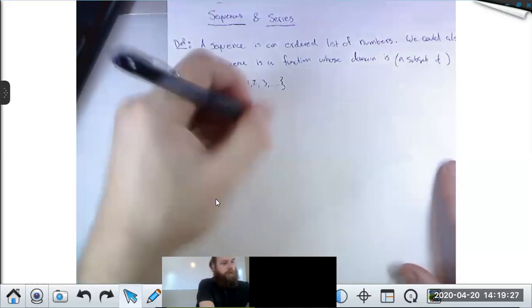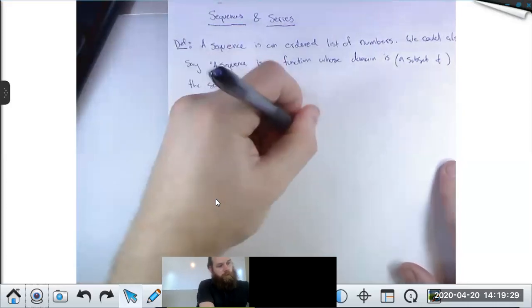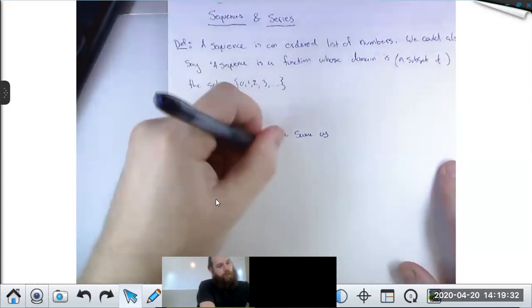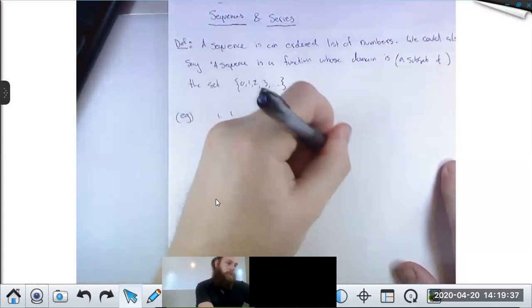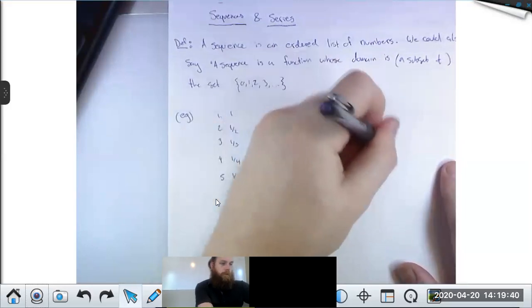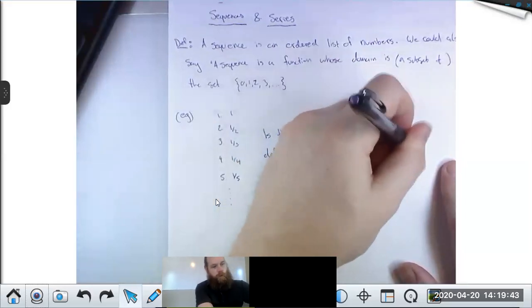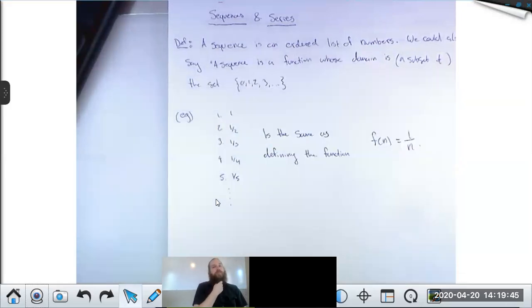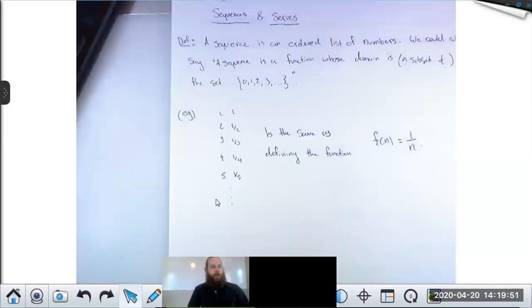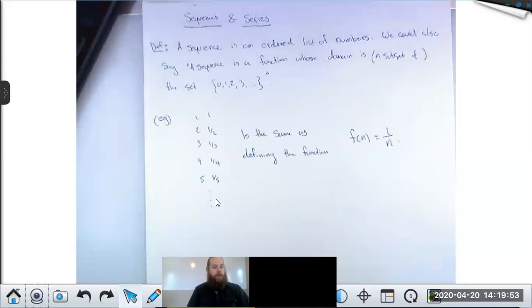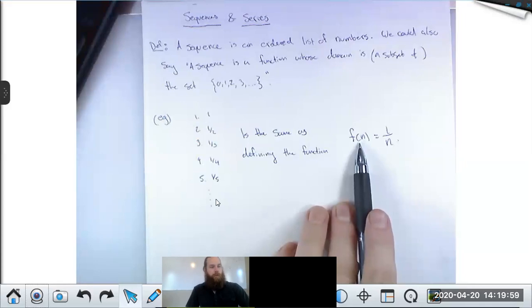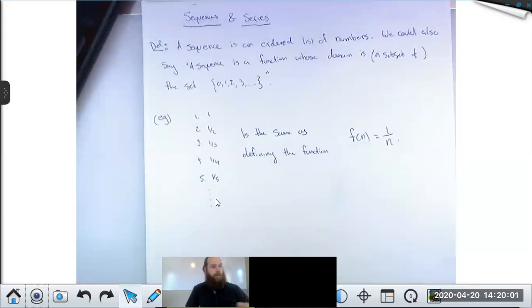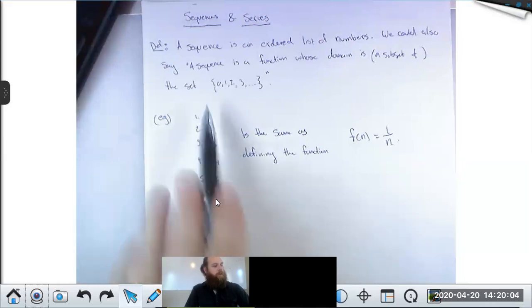This is the same as defining the function f of n equals 1 over n. So you see the two definitions are equivalent. Or the two ways of thinking about the definition of a sequence are equivalent. Here I use the letter n to emphasize that I'm only plugging in positive whole numbers, right? And over here, I don't need any special notation like that.